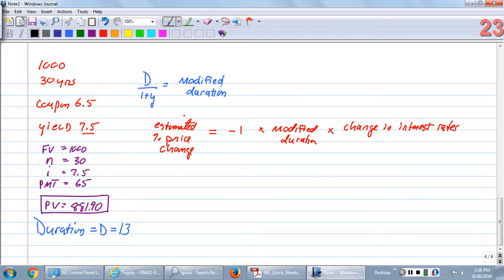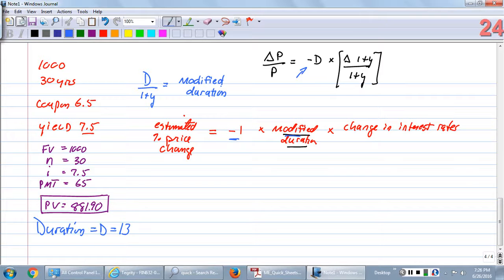I think you're going to appreciate how I've written it here, because I have written it differently than your textbook did. So let me write how your textbook did it. It's the same thing, but I'm going to put delta P over P, which is the change in price over price. So that's percentage price change, equals -D times the change in 1 plus Y over 1 plus Y. Believe it or not, these two things say the same thing. Because right here I have modified duration, and I've got a -1. So let's start there. There's a -1.